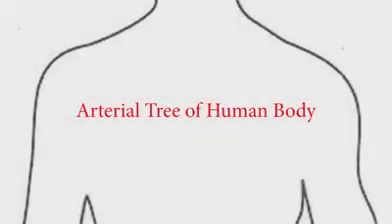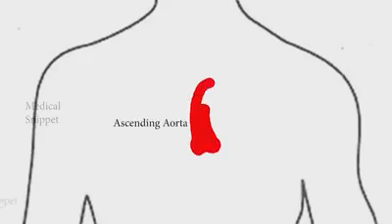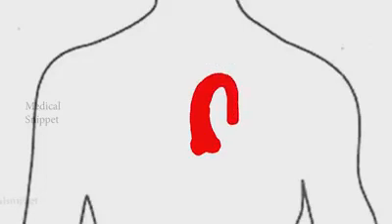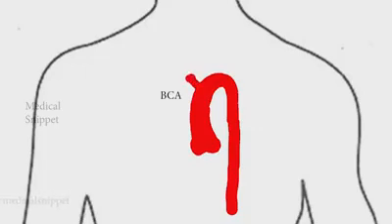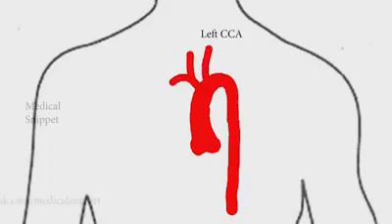Let's see the arterial tree of the human body. The aorta arises from the left ventricle as the aortic root, then forms the ascending aorta, continues as the aortic arch, then continues as the descending thoracic aorta. The arch of the aorta has three branches: the brachiocephalic trunk, dividing into the right common carotid and right subclavian artery. The other two arch branches are the left common carotid and left subclavian artery.